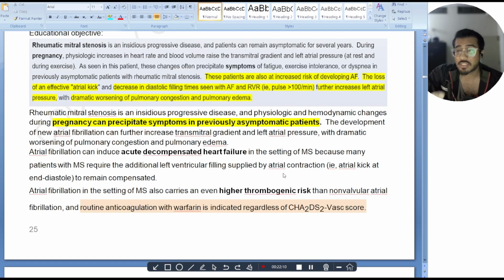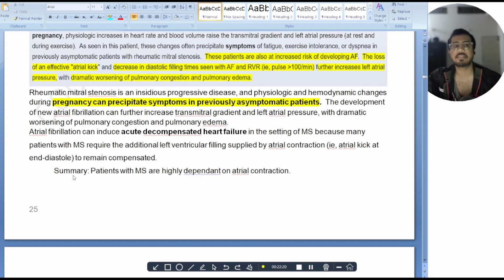What's the summary? Patients with mitral stenosis are dependent on atrial contraction. I'll write that down as well for you guys. So as you can see, I just added it here. Summary: patients with MS are highly dependent on atrial contraction. In case of AFib, the patient gets decompensated heart failure.